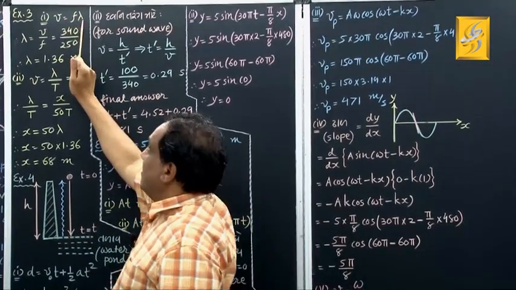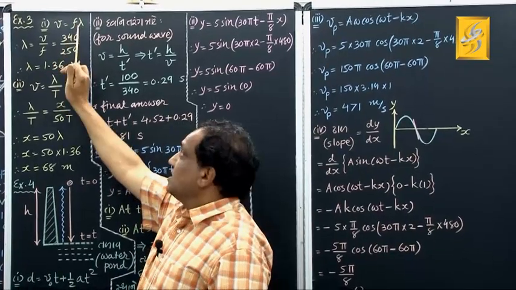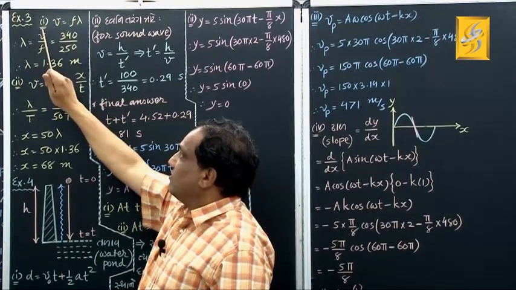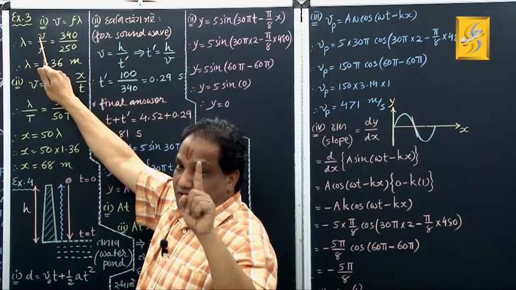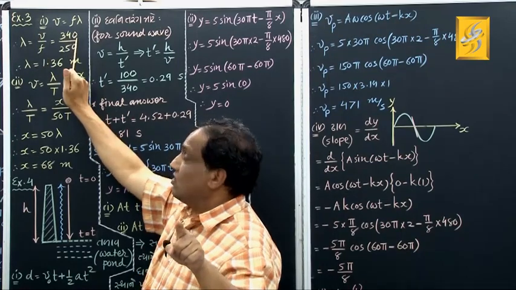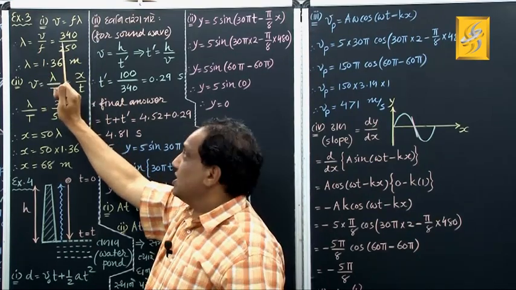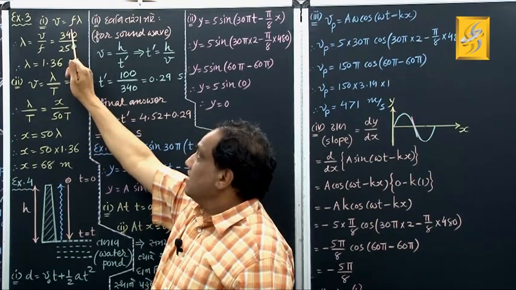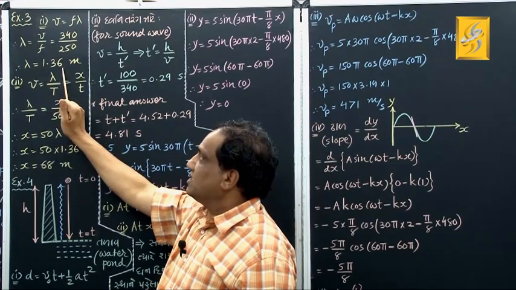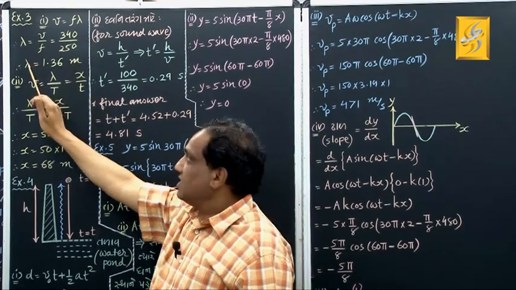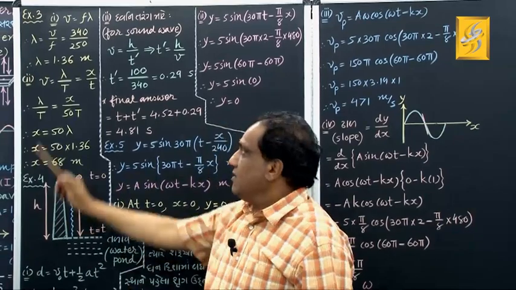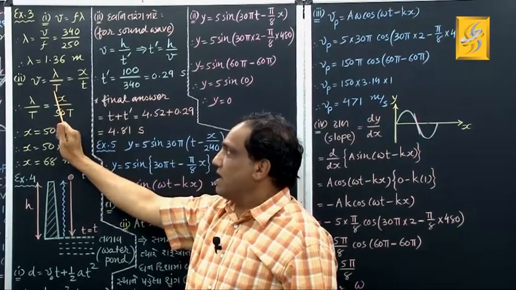V equals f lambda. Then what is lambda? It is V upon f. The velocity of the wave is given to you in the statement, 340 meter per second. Frequency is given to you in hertz only. It is 250 hertz. This upon this, the answer is 1.36 meter. It is the wavelength. Okay. Now tell me, V is also lambda upon capital T.